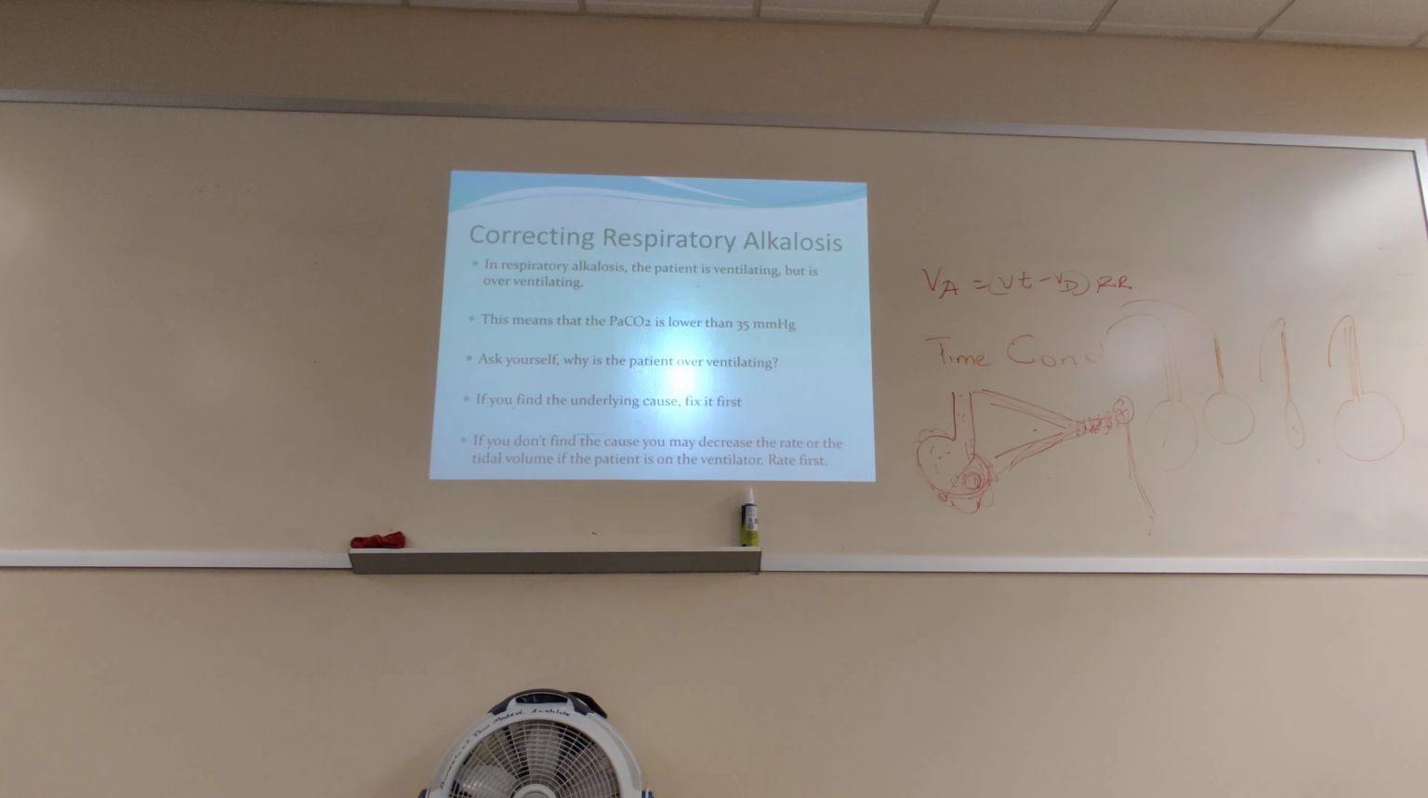If it is hypoxemia, I'll give them oxygen. If it is pain, I'll give them a narcotic agent, something for pain. If it is anxiety, I'll give them something for anxiety. Okay? But if I rule everything out, then I decrease my respiratory rate first. If I can't, then I decrease my tidal volume. So we went over that with the blood gases.